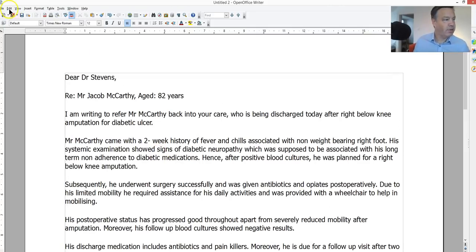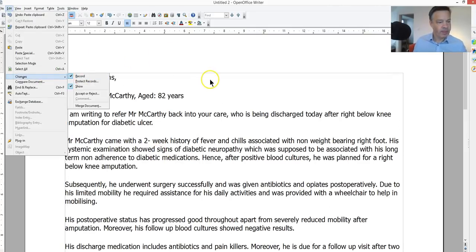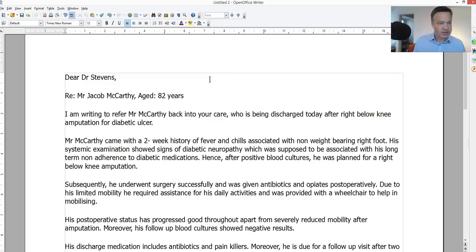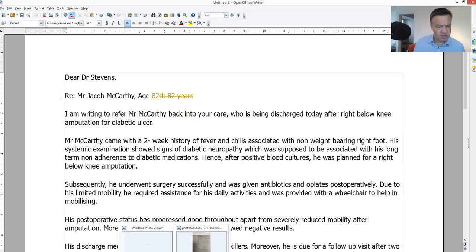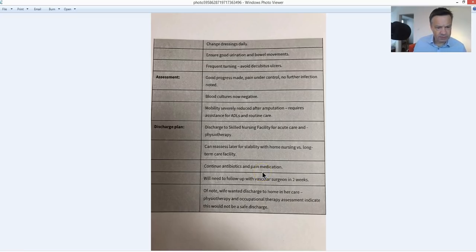So let's have a look. Put the changes on. Mr. Jacob, aged 82 years. Well, you don't have to put years. Just put age 82 and aged. Very good. Writing to refer Mr. McCarthy back into your care. Back into your care. Was he there before? Don't know. Don't think so.